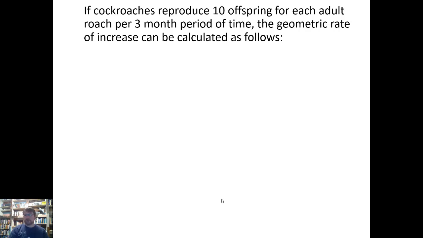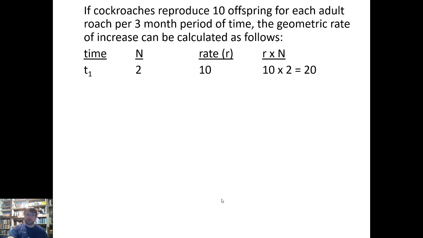But let's look at exponential growth rate with cockroaches first. Let's say that a cockroach reproduces 10 offspring every 3 months. So your rate of increase, or your little r, is 10 offspring. Your time period is 3 months. So we need to calculate this out. Let's say your original population, you have two cockroaches. Your rate is 10. So your first 3 months, your population is going to be 20 individuals.